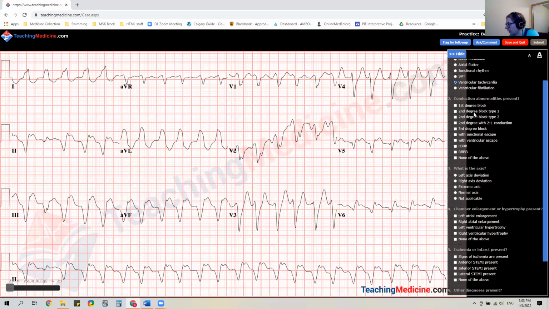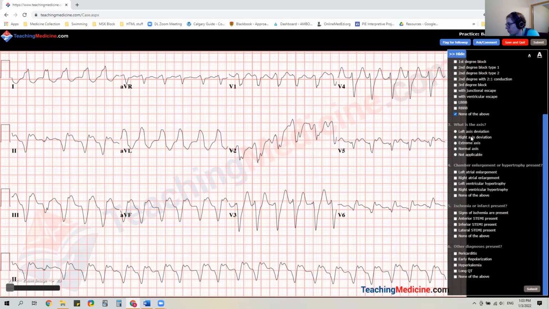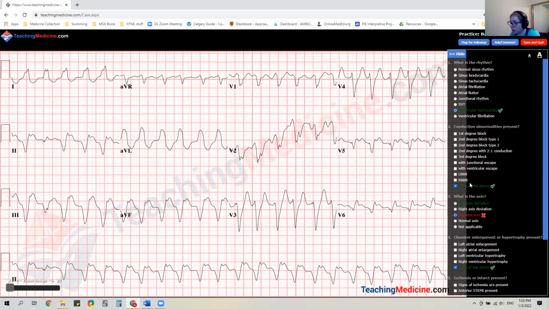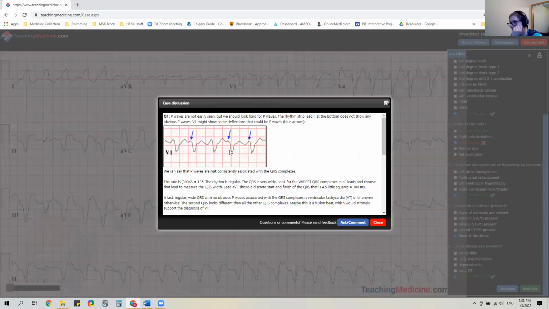So ventricular tachycardia, none of the above for those. Extreme axis, can't see that. Probably can't see that. I'm not going to bother with those. Let's have a look. Left axis. All right, everything else is correct. Let's double check the left axis.